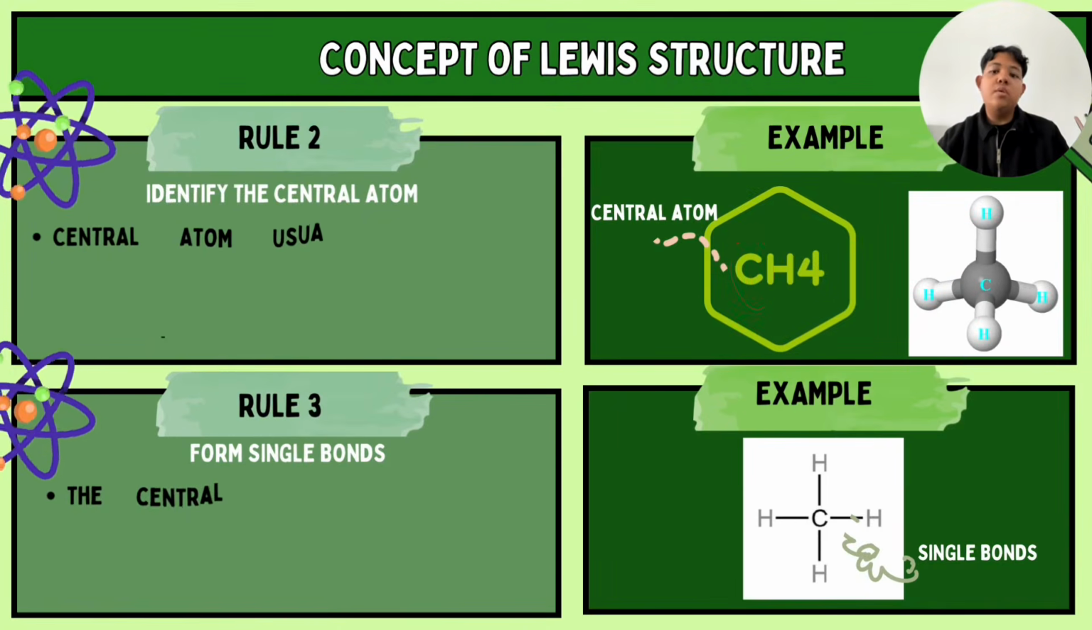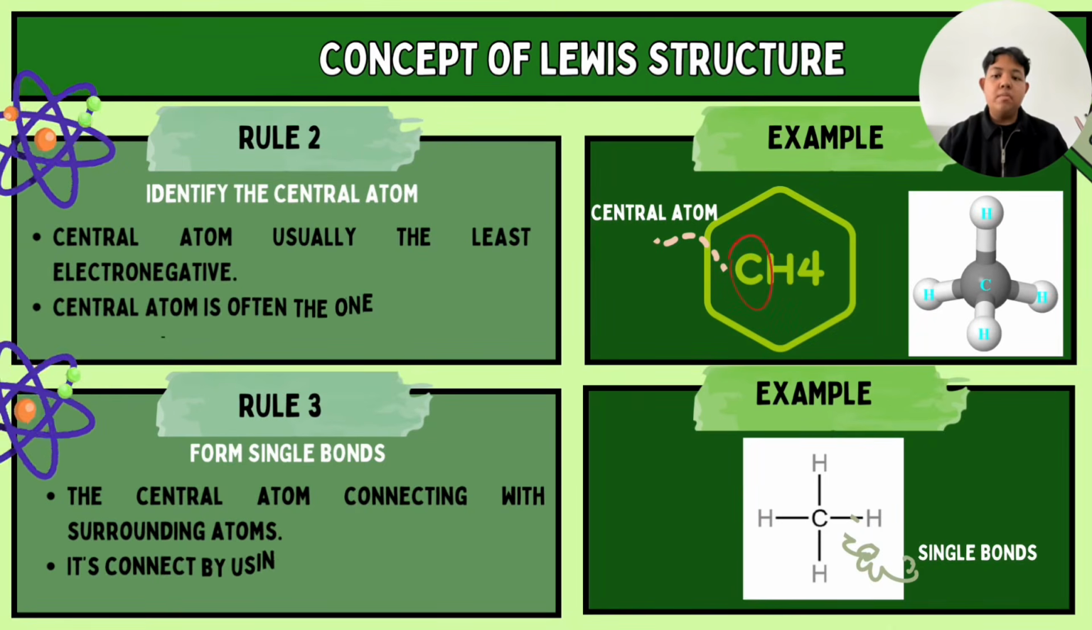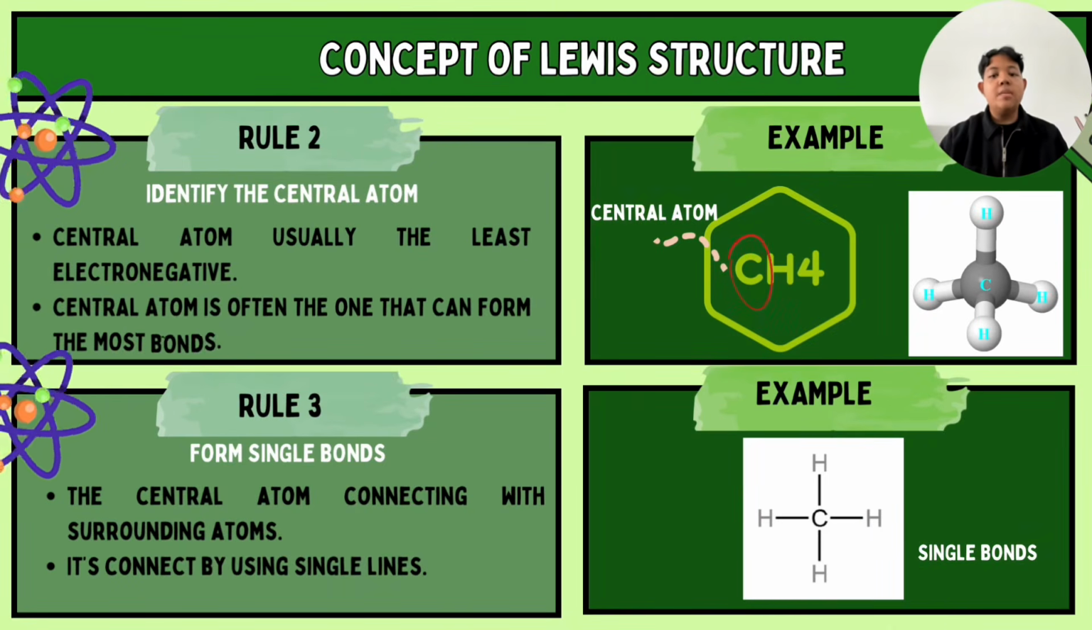Next, we're going for rule 2. Rule 2 is identifying the central atom in the molecule. Usually, the central atom is the least electronegative element and is the one that can form the greatest number of bonds. This atom is placed at the center, while the other atoms are arranged around it. In the easiest terms, the central atom is the one that can hold other atoms around it.